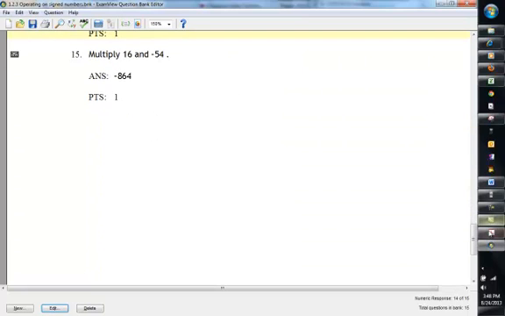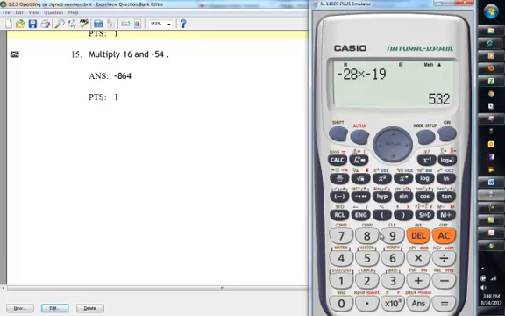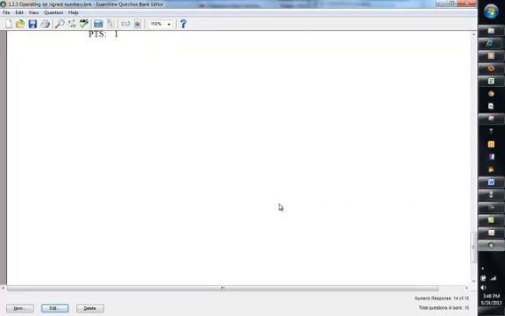Another multiplying, 16 times negative 54 is negative 864. So if you remember the rules for adding and subtracting and multiplying and dividing integers, you will be well on your way to solving this lesson.